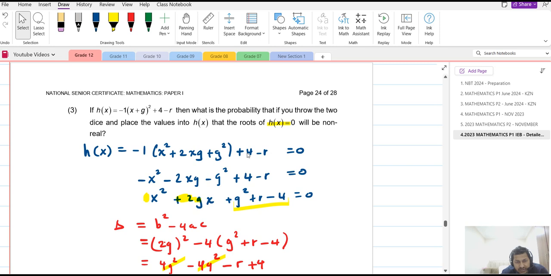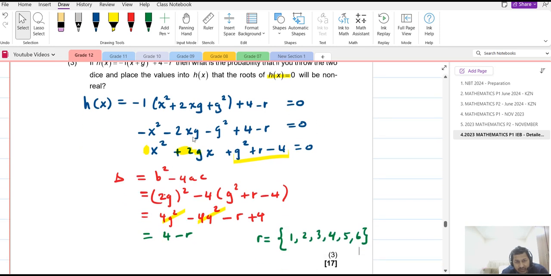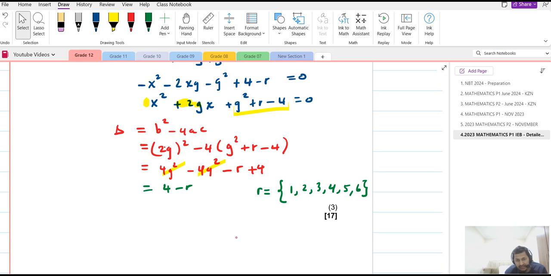(2xg plus g squared plus 4 minus r). My equation looks right. B squared is 4g, that's out, plus r minus 4, minus r plus 4, 4 minus r. If I substitute 1, I'm getting real roots. I don't want that. If I substitute 2, I'm getting real roots because delta is positive. If I substitute 3, I'm getting real roots. If I substitute 4, I'm getting equal roots. If I substitute 5, then I'm getting 4 minus 5, which is negative 1. I want less than 0, so the only values that work are 5 and 6.